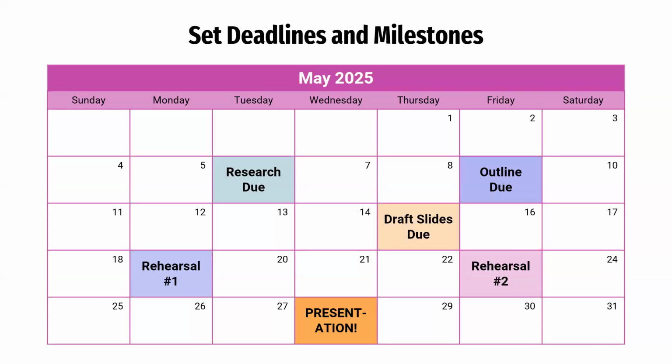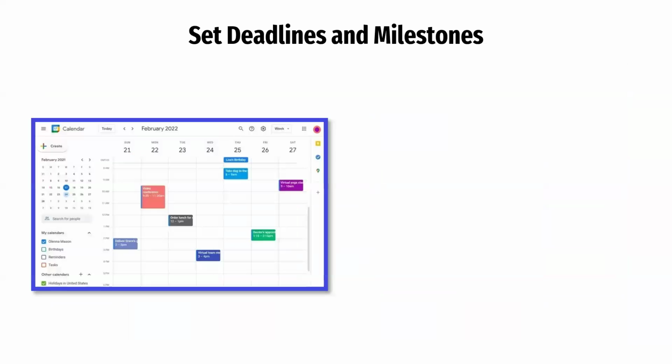To manage your time and keep everybody on the same page, take advantage of digital tools like Google Calendar, which is great for setting individual or shared reminders and blocking out work time. You can even color code tasks or set notifications to keep deadlines at the top of your mind.